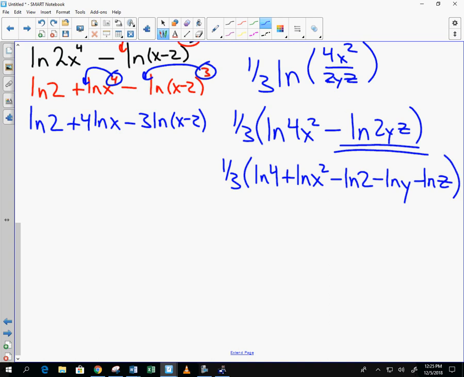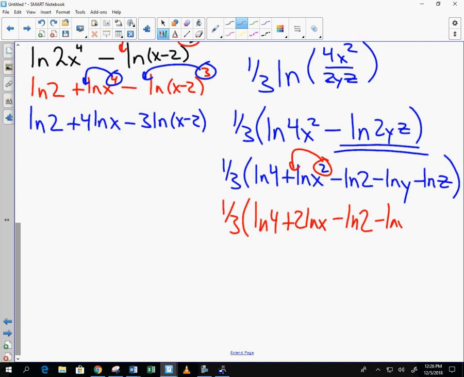What's the last thing I need to do in order to finish this off? There's one piece up there that still needs switching. The exponent. So 1/3 times the natural log of 4 plus 2 natural log of x minus the natural log of 2 minus natural log of y minus natural log of z.